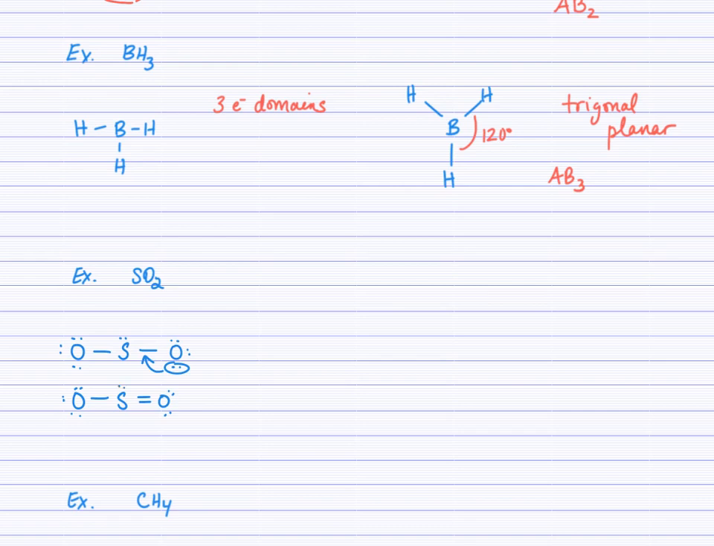Focusing in as we do on the valence shell electron pairs of the central atom, I notice then that there are 3 bonding domains. So one is the single bond. This is one domain. The lone pair is a second domain. And this double bond counts as one domain. So there are 3 electron domains.